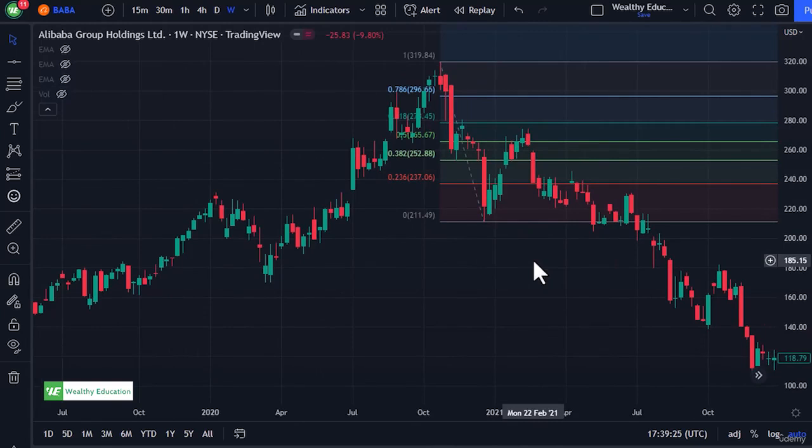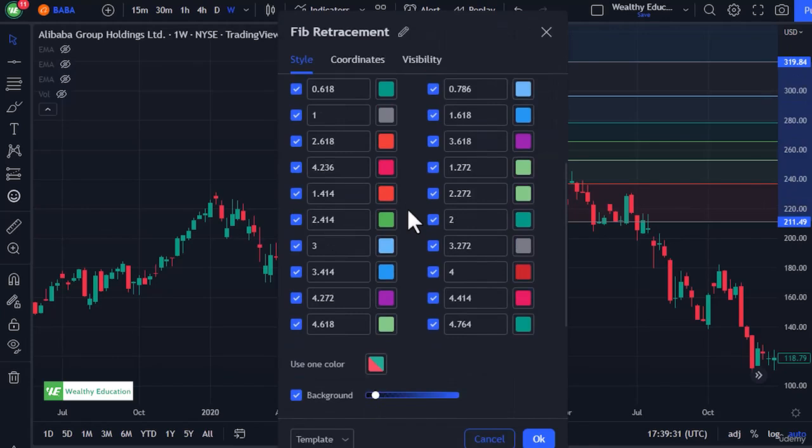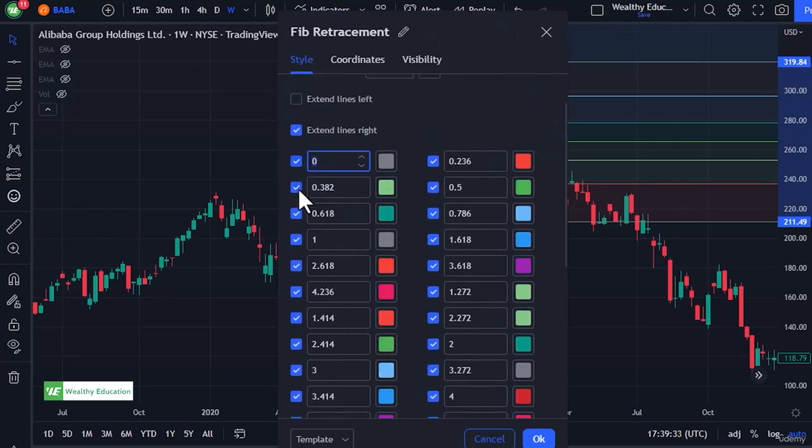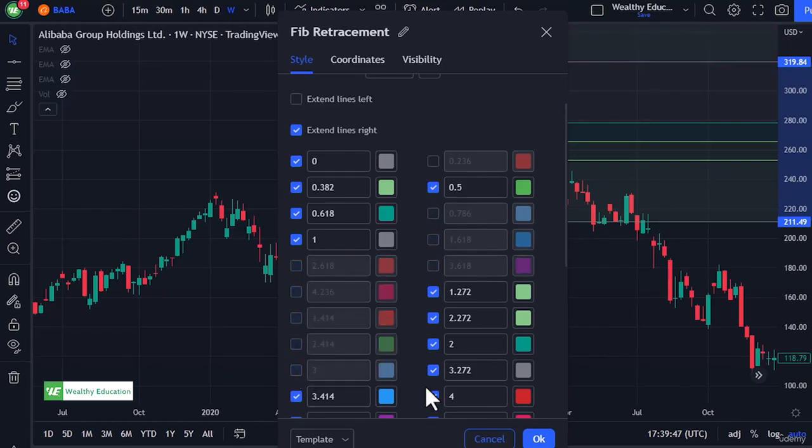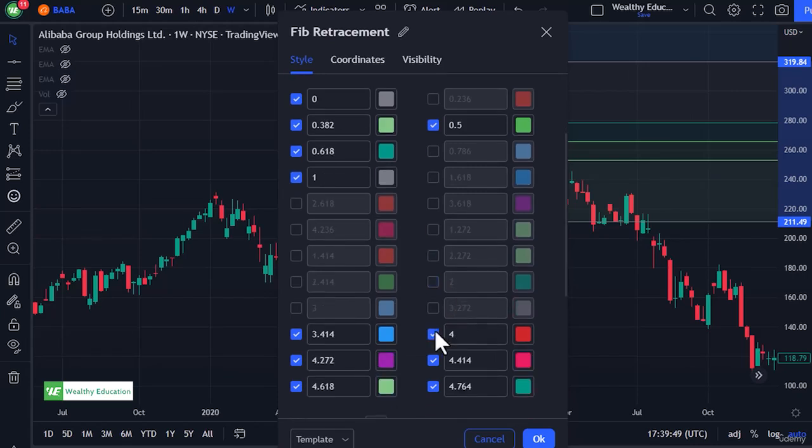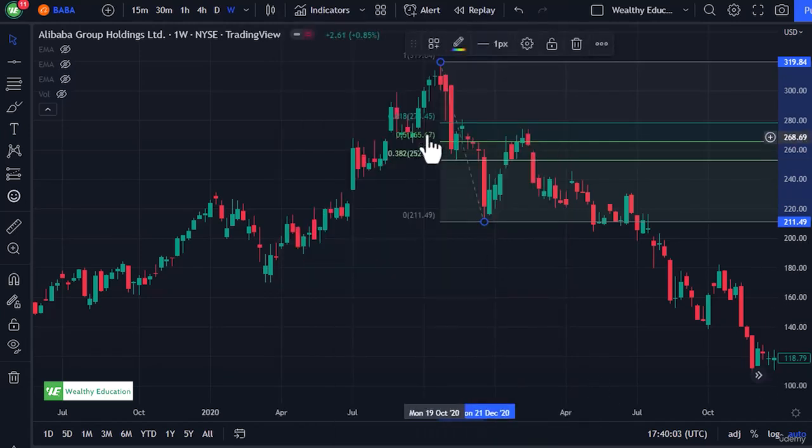Now, here's the thing. With Fibonacci, there's only a couple levels that people truly pay attention to. Sometimes you hear 23.6, but in general, not. So you're getting rid of a ton of Fibonacci numbers. So 38.2%, 50%, 61.8%.